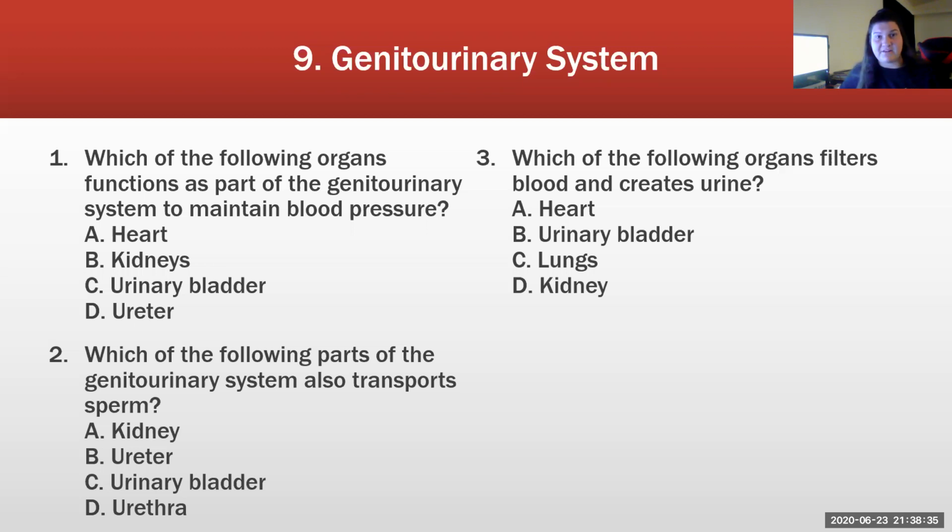Which of the following organs filters blood and creates urine? Heart, bladder, lungs, kidney. And the correct answer is D, kidney. The heart pumps the blood. The bladder stores the urine. The lungs oxygenate the blood and are involved in the respiratory system. The kidney filters blood and creates urine. That's what it's supposed to do.